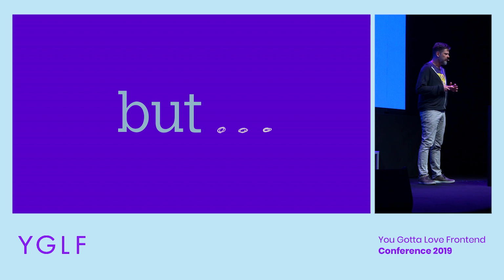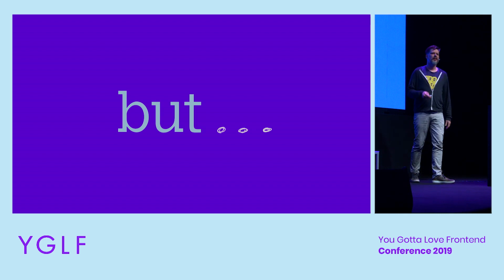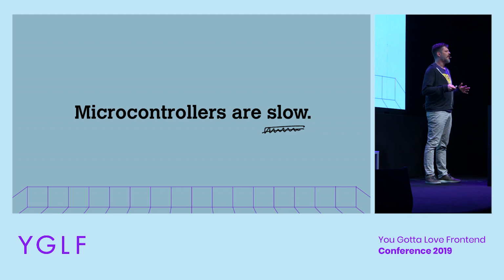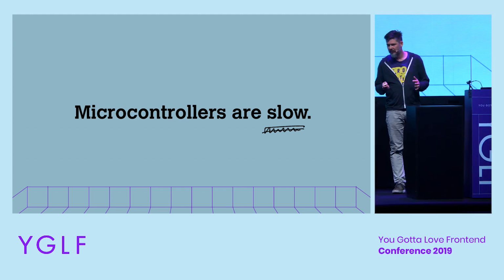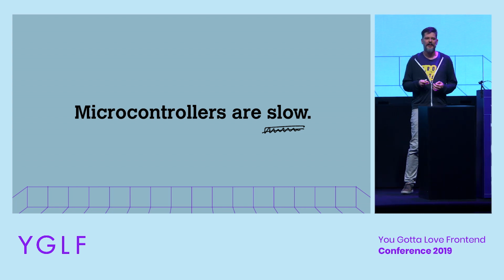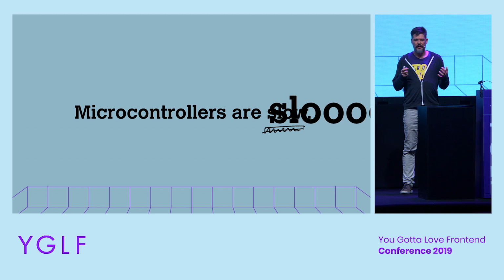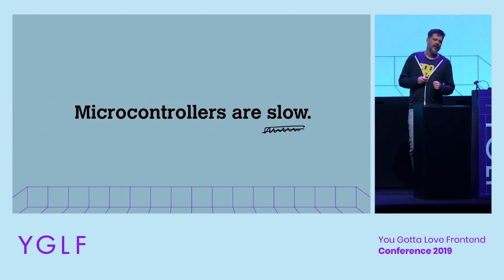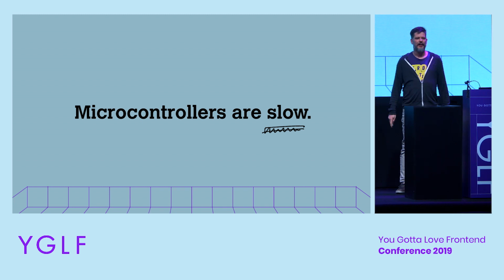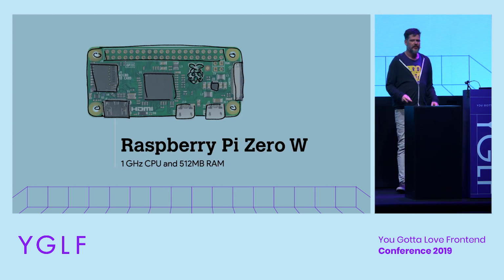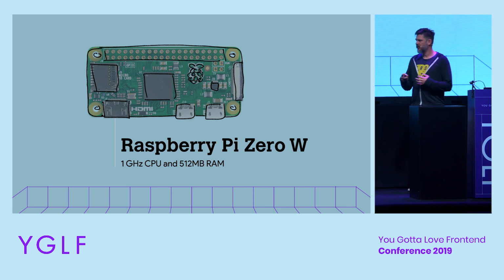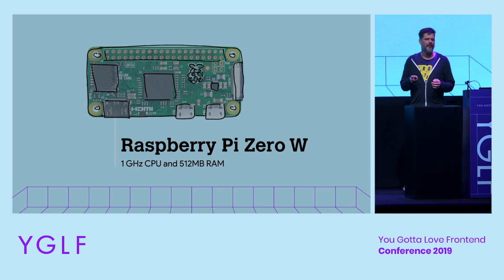Now, this is all fine and well, but microcontrollers are slow. They are really slow. Now, when I say slow, that really does not convey the idea of how slow they actually are. They are slow. So take, for example, the slowest computer you can buy today, the Raspberry Pi. This is the 0W, and it is slow. So all Raspberry Pis are slow, but this is the slowest they make.